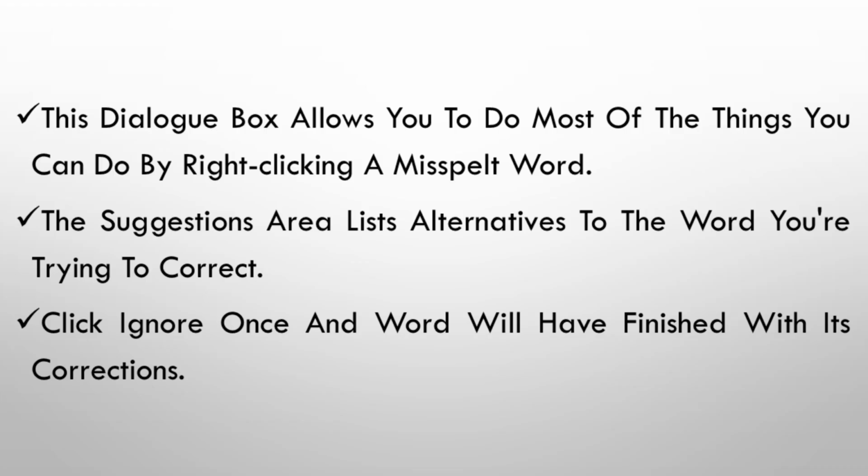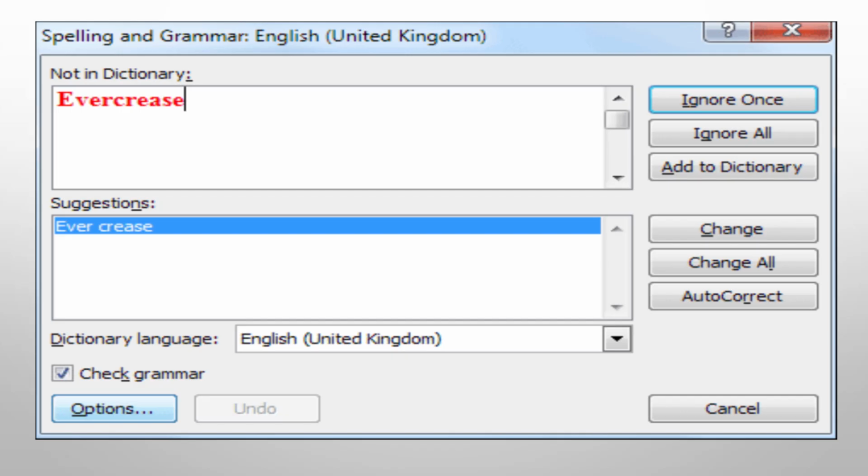This dialog box allows you to do most of the things you can do by right-clicking a misspelt word. The Suggestions area lists alternatives to the word you're trying to correct. The suggestion for our fictional town of Evercrease is for two separate words, Ever and Crease. To stop Word highlighting our fictional town as an error, click the Add to Dictionary button on the right. Or you can click the Ignore buttons. In the image shown, Word is suggesting assembly, committee, and meeting.